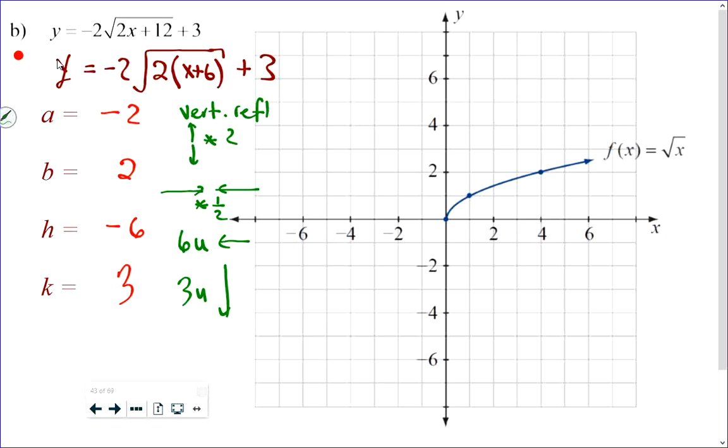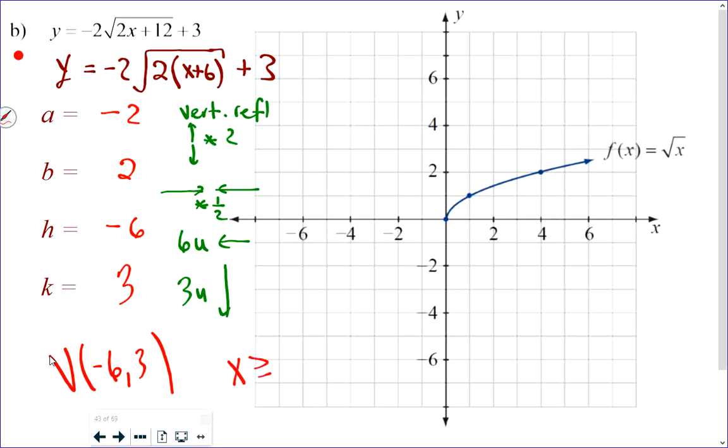My prediction, everybody, is that the vertex of this is going to be at negative 6 comma 3. My prediction is that the domain will be x is greater than or equal to negative 6, because that's h. And my prediction for the range is that y is going to be related to k, which is 3, but I'm going to put less than or equal to because there was a vertical reflection, which means the thing will go downward instead of upward.